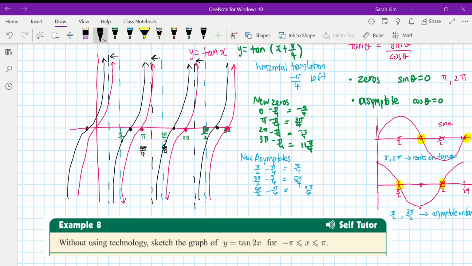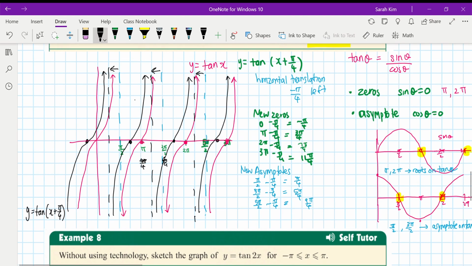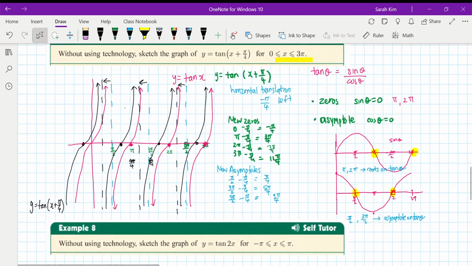And then this black line is going to be y equals tan of x plus pi over 4. So hopefully you followed that. Please try it again by yourself as well and see if you understood it.